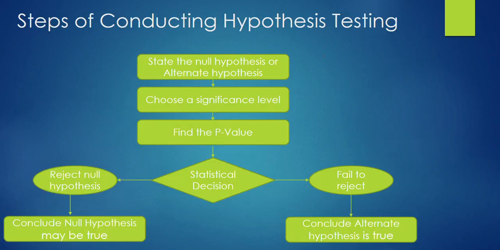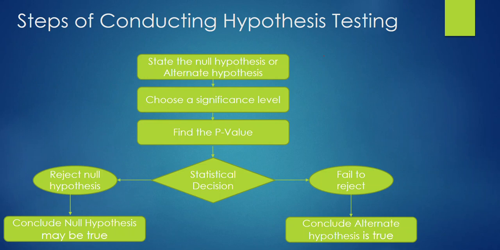Now let's review the steps to conduct hypothesis testing. The first step is to state the null hypothesis and the alternative hypothesis. They both can't be true at the same time. The null hypothesis is a statement that is assumed to be true unless there is convincing evidence to the contrary. The null hypothesis typically means that there is no effect in the population and the sample data occurred by chance.